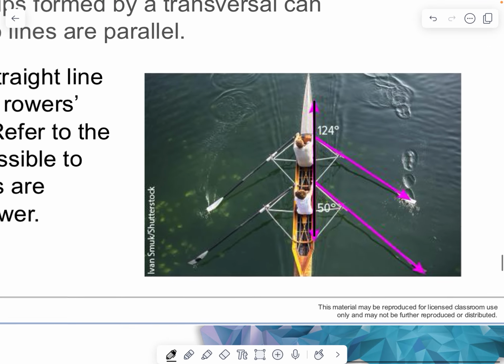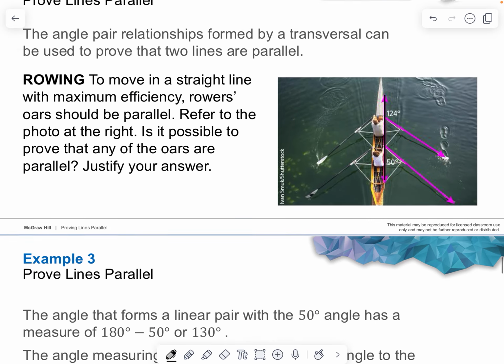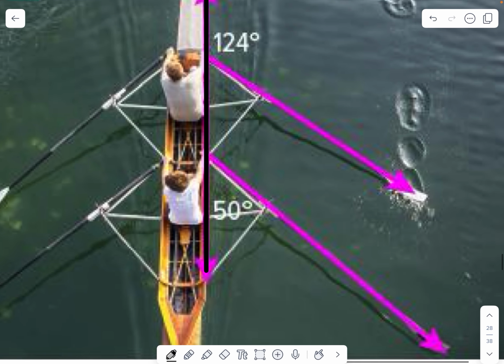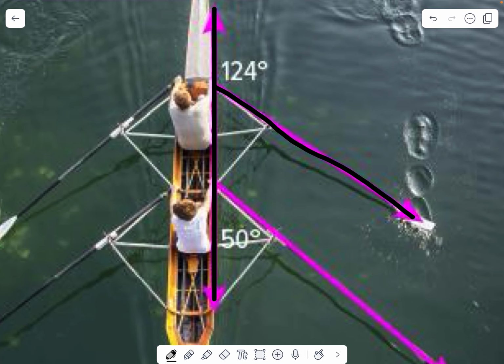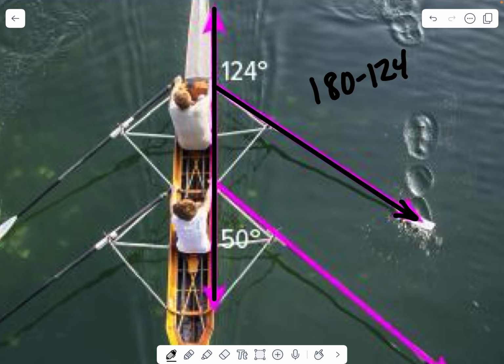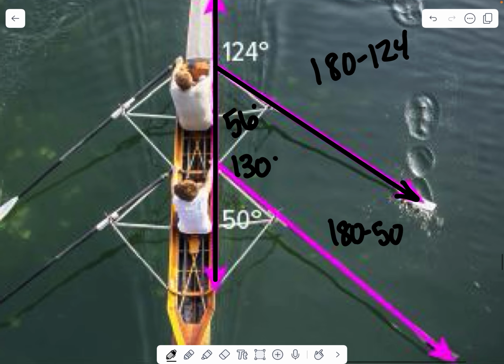Well, what they told us, if we look up here, this one comes out at 124, then we would be able to figure out this one because these two must add to 180. So it'd be 180 minus 124, which would be 56 degrees in there. And then this one right here would do the same thing. It would be 180 minus 50. So we would be at 130. So we know all 4 of those and none of them match.